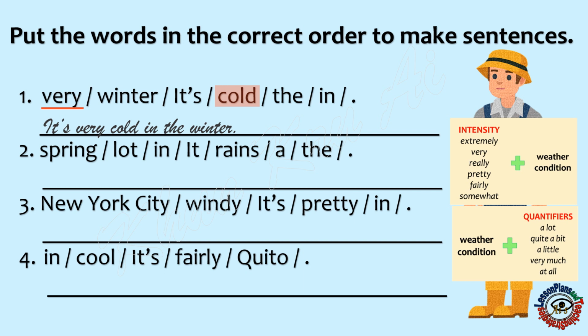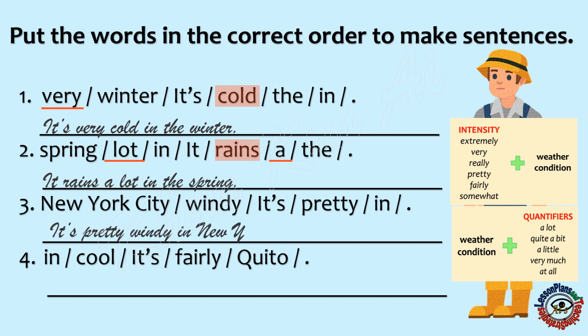What about number 2? Rains is our weather condition. A lot is our quantifier. Take note that you have to write a lot, or the quantifier, after the weather condition. And our sentence is like this. It rains a lot in the spring. What about number 3? You're correct. It's pretty windy in New York City.